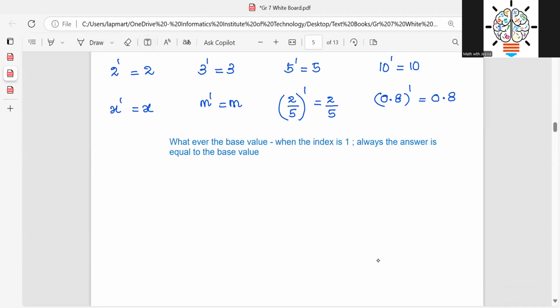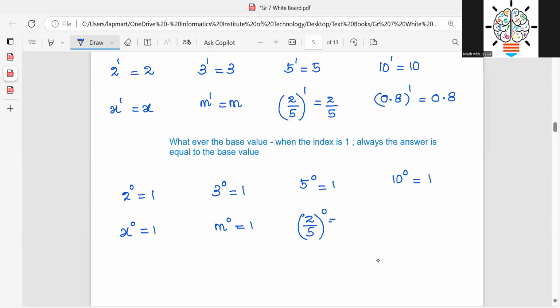Then I will write another thing: if you have 2 to the power 0, the answer is 1. 3 to the power 0, the answer is 1. 5 to the power 0, the answer is 1. 10 to the power of 0, the answer is 1. X to the power of 0, the answer is 1. M to the power of 0, the answer is 1. 2 over 5 to the power of 0, the answer is 1. 0.8 to the power of 0, the answer is 1.